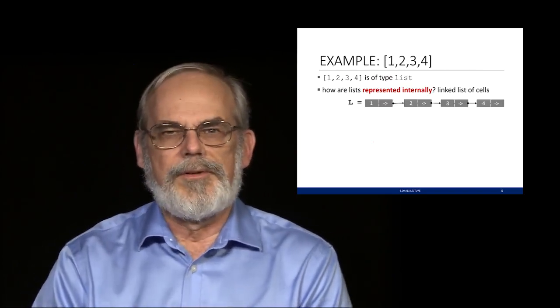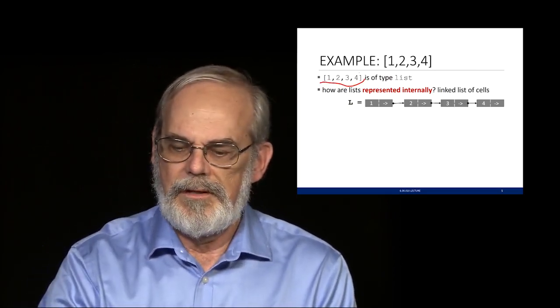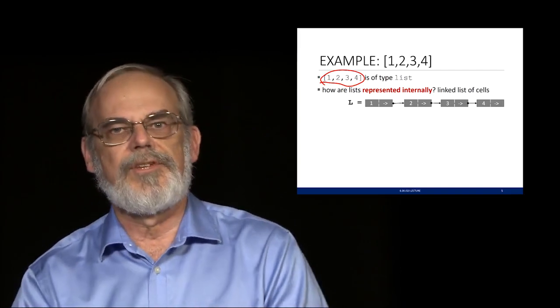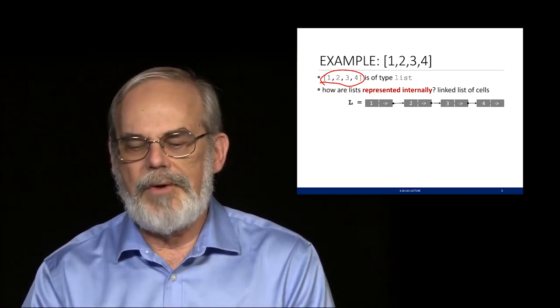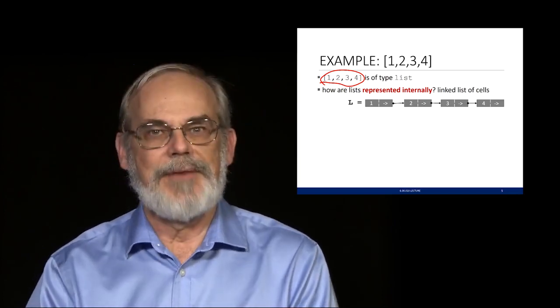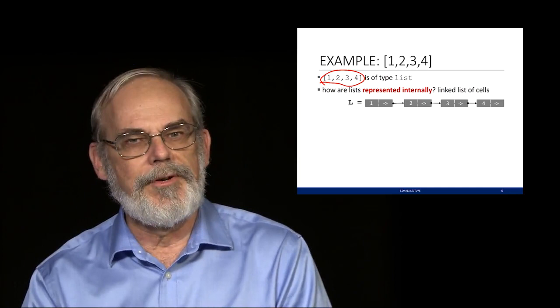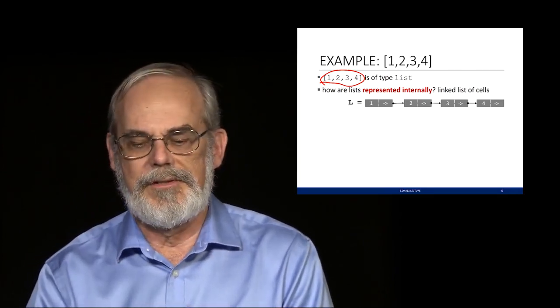Let's look at an example to make this a little more concrete. This is an object of type list. It's an instance of a list. One of the questions we could ask is, how is it represented internally? Do you know? You shouldn't, because we haven't talked about it. And you shouldn't have to worry about it. You just want to use that data object through a defined set of procedures.